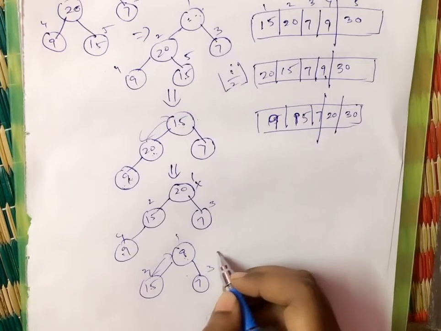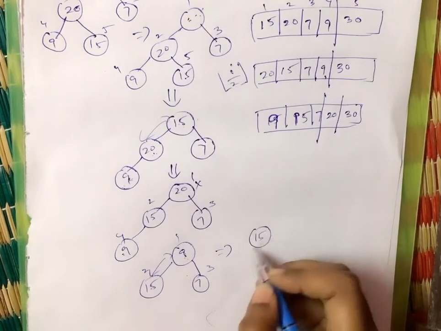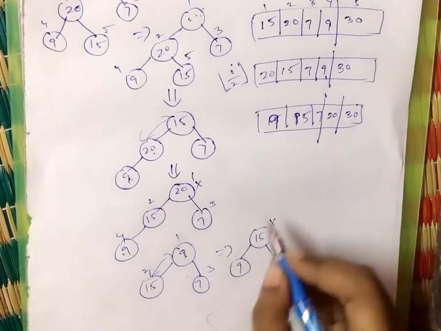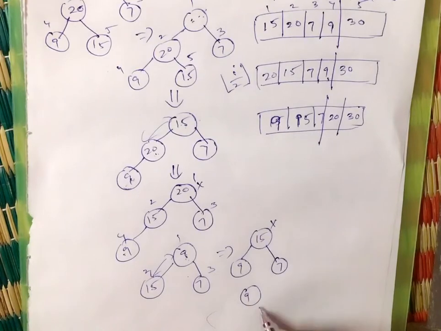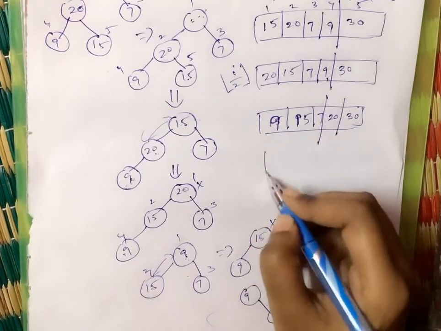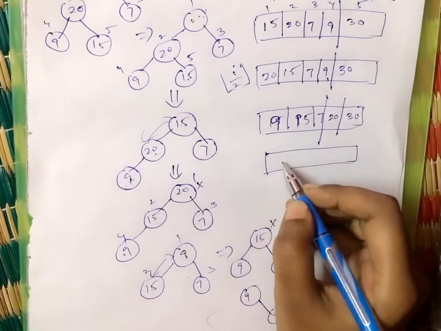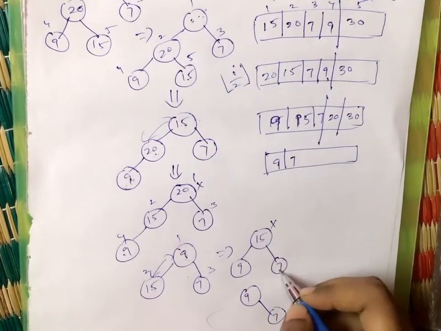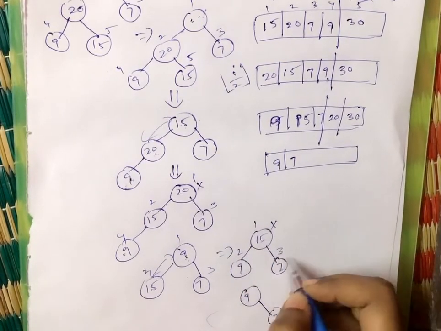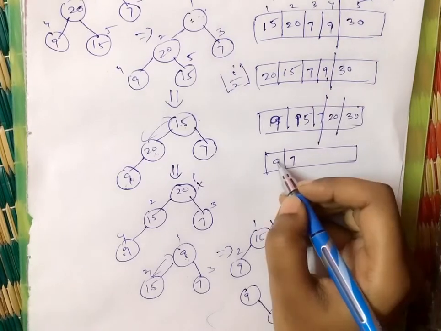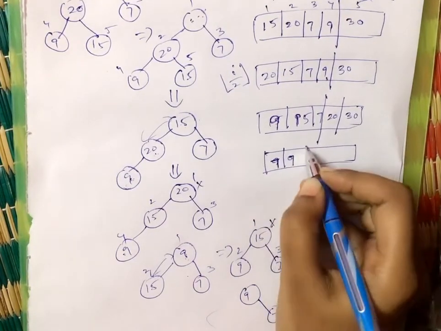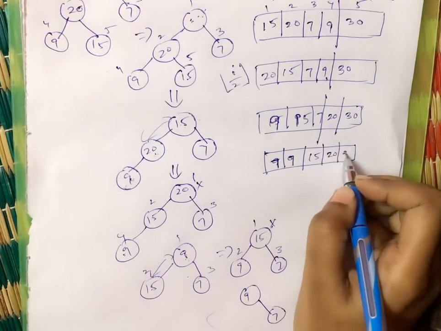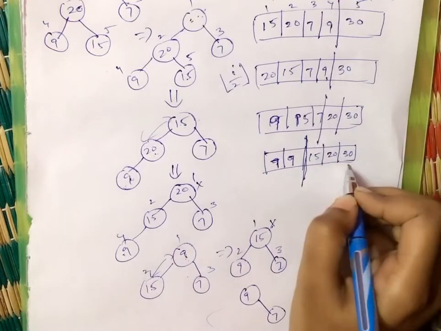Now what will be the graph? 15 will go here, 9 will be here and 7 will be here. I will delete 15 now. After deleting, what will be there? 9 and 7. Now the graph will be 9 and 7, in the positions 1, 2 and 3. The 7 will occupy the position here. So 7, 9, 15, 20 and 30 will be here. These are the elements we deleted.